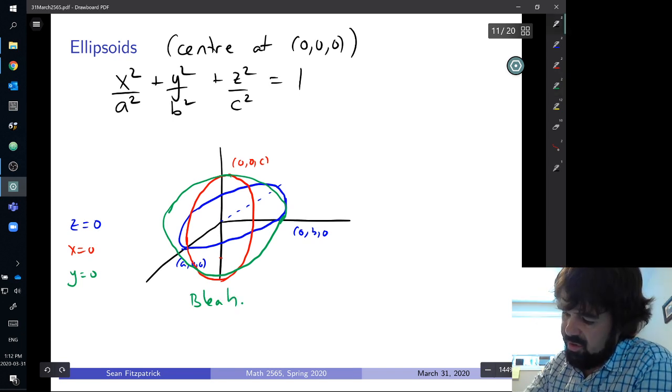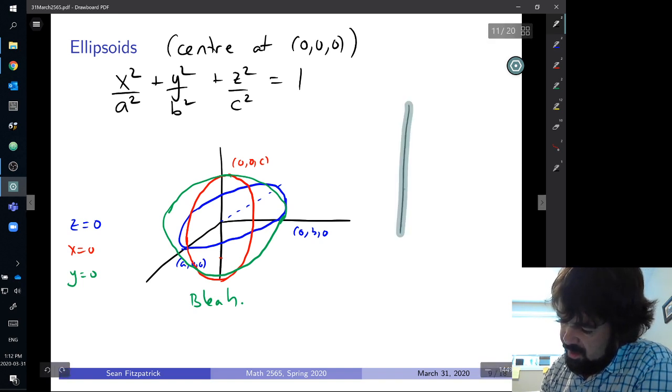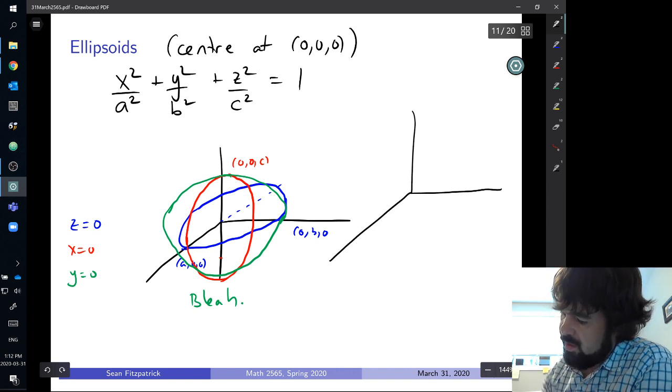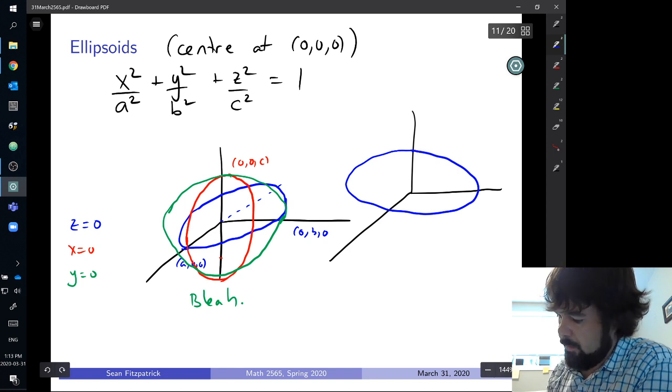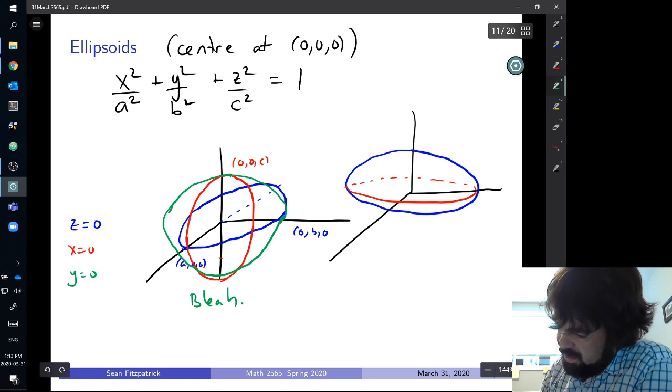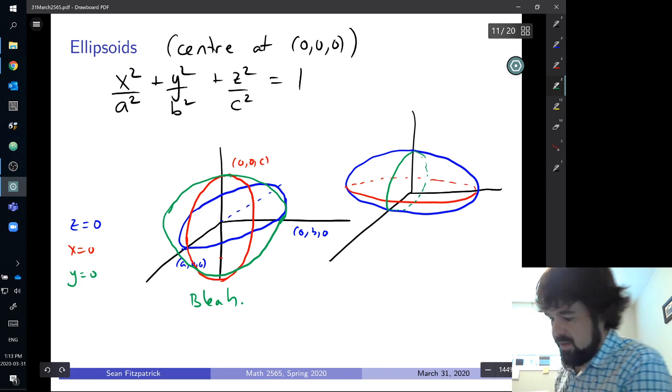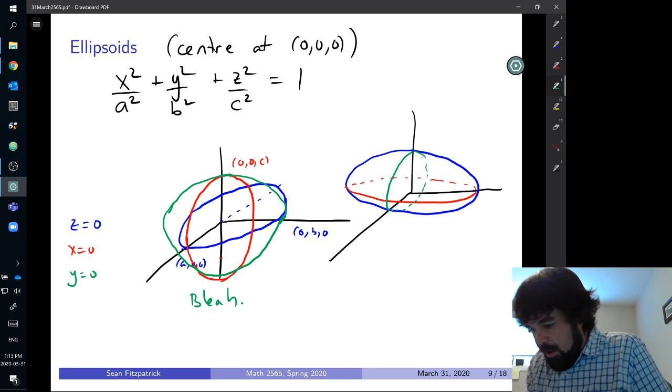So how do you actually draw an ellipsoid and make it look reasonable? What you tend to do is this. You draw an ellipse in the yz plane, and then join it around like that, and then like that. Okay, so that's what it should look like.